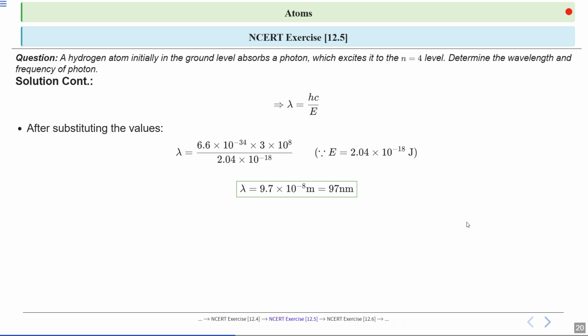The result is lambda equals 9.7 times 10 to the power minus 8 meter, which is 97 nanometers. This wavelength is in the ultraviolet region of electromagnetic spectrum. Notice how a higher energy photon corresponds to a shorter wavelength.